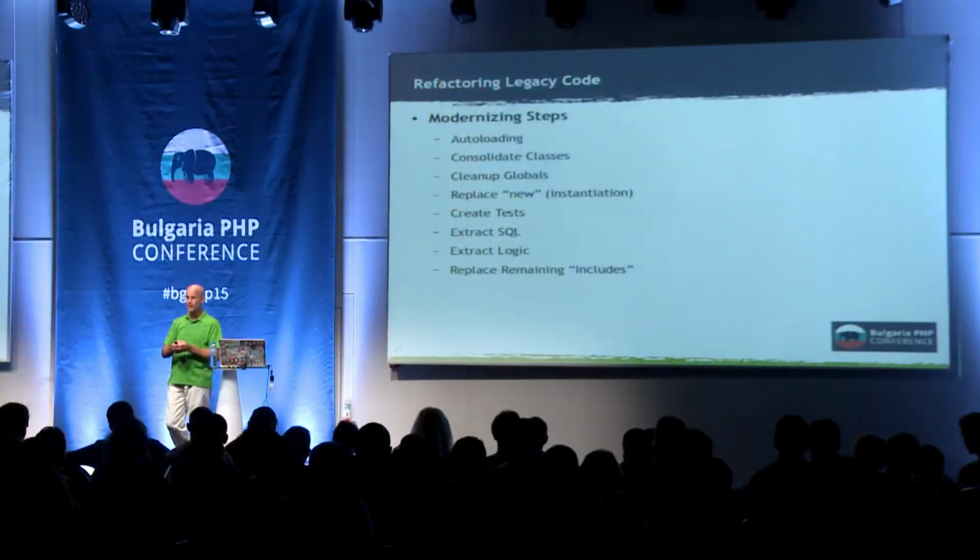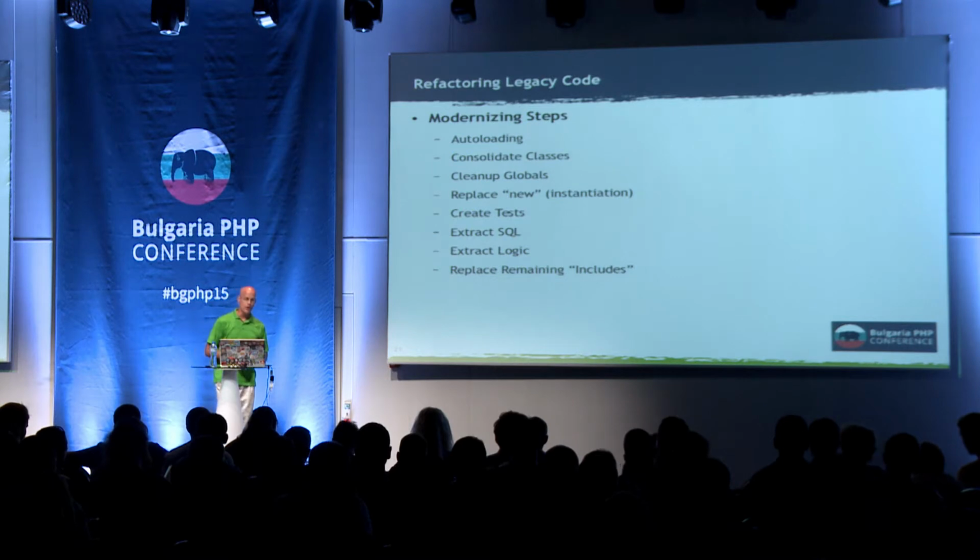Then we're going to clean up any global usage inside the application, because most legacy applications use globals in one fashion or another. Then we're going to replace the new command, instantiation of other classes in some cases, if they're there. We're going to try to clean those up because we don't want instantiation to happen throughout our application. We want to kind of control where that's happening so that way we can more easily test and we know where things are going on.